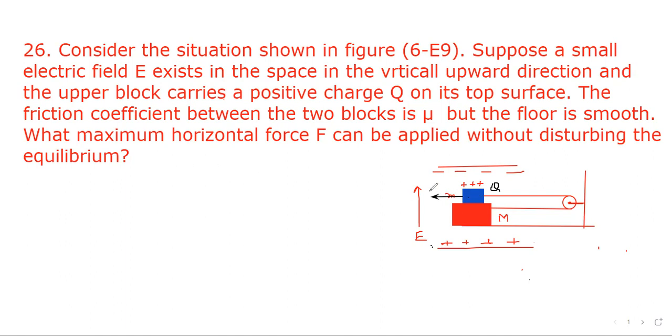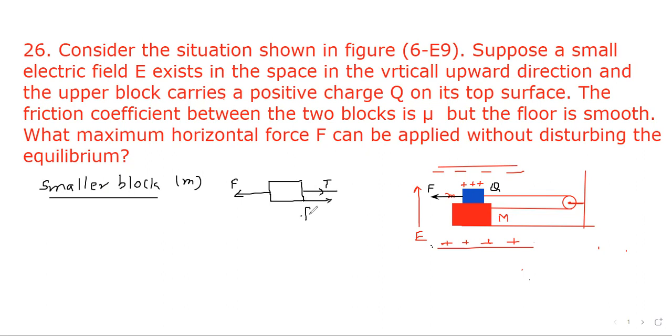So here, horizontal force applied is F. Now, let's consider the motion of smaller block. On this block, in this direction, there is tension. In this direction, there is force F. And when we pull this in this direction, then there must be friction, which will oppose the motion. So let's find out what is friction here.